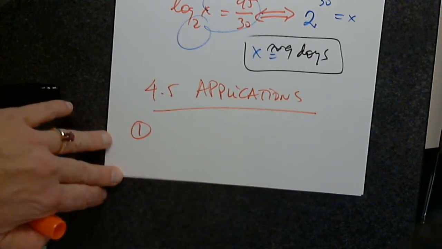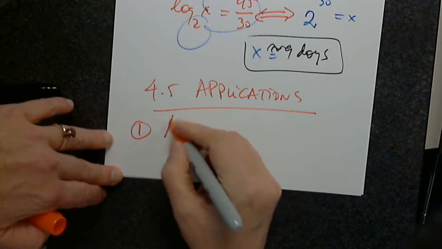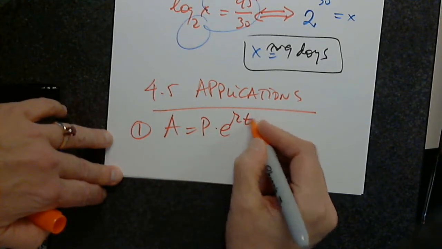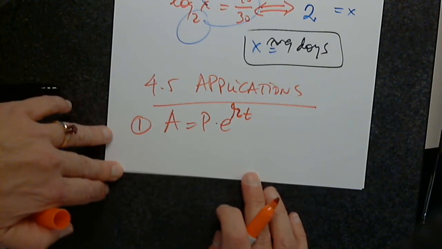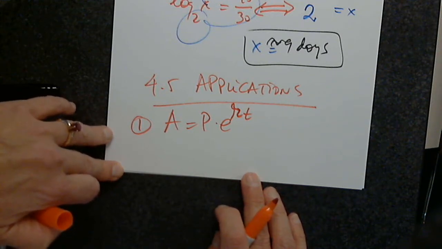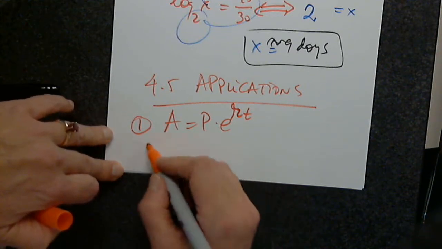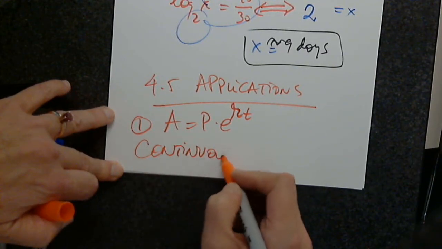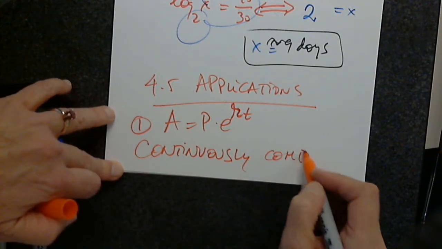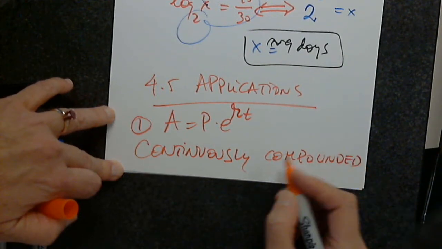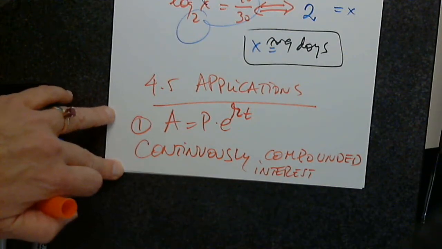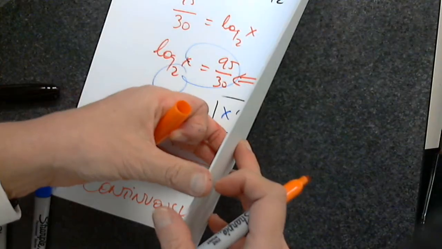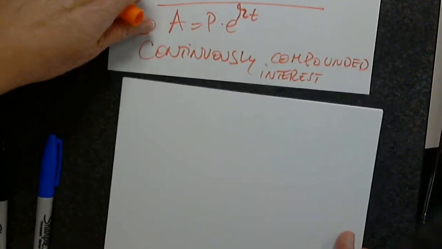The first two that we already know. The first was A equals P times e to the rt. This is the model that we used at the beginning of chapter 4, and it deals with continuously compounded interest.